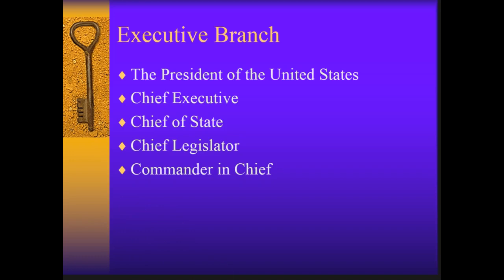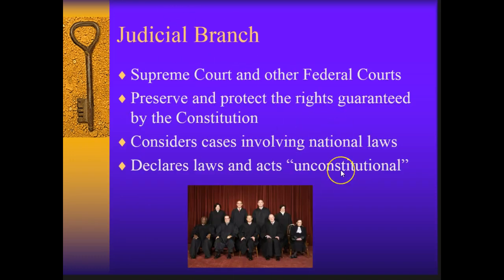And lastly, we have the judicial branch. The judicial branch is represented by the Supreme Court, but there are also other federal courts, which we'll talk about when we get into Unit 5. The responsibility of the judicial branch is to preserve and protect the rights guaranteed by the Constitution. The Supreme Court has the ability to look at acts of the government or laws that the legislative branch passes or that the executive branch carries out and deem them to be unconstitutional.